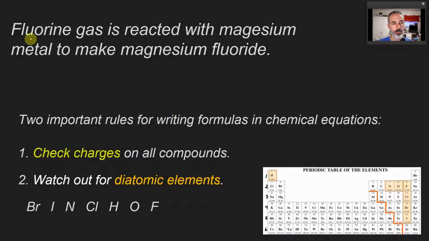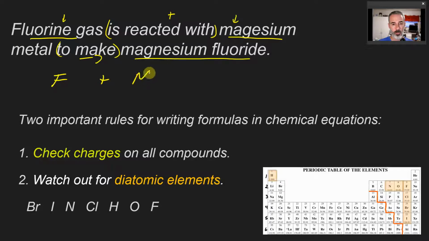Now let's see. So we've got fluorine gas. You know I like to underline the chemicals: magnesium metal and magnesium fluoride. Fluorine gas is reacted with, I think that is the plus sign. To make is the arrow. So it looks to me like I have a chemical here and a chemical there. I have 2 reactants: fluorine gas and magnesium metal, to make magnesium fluoride.